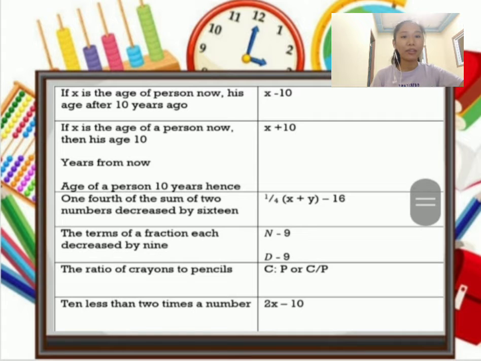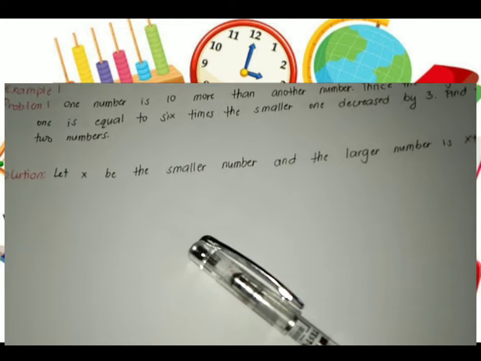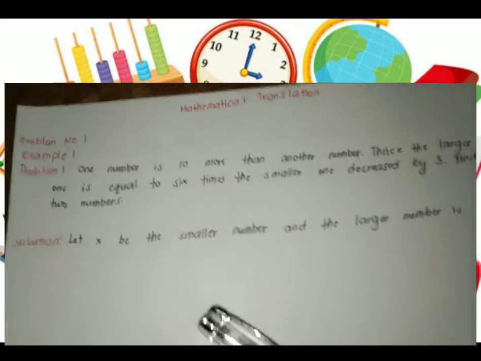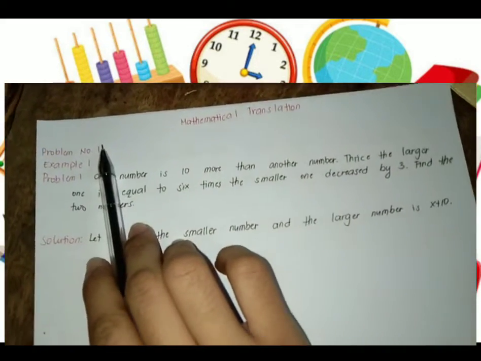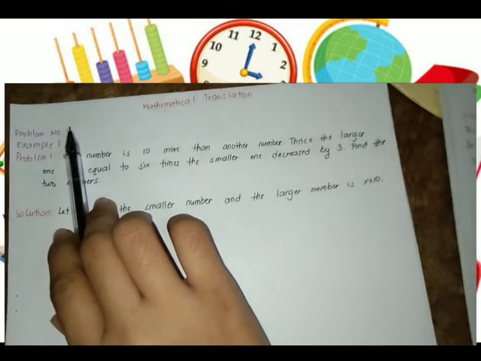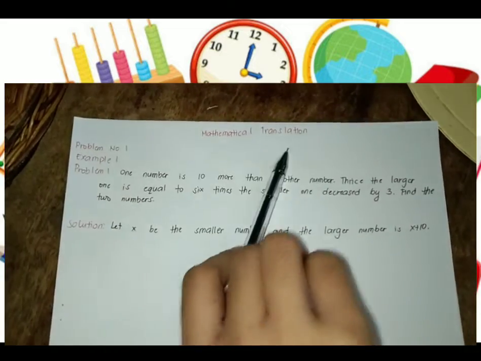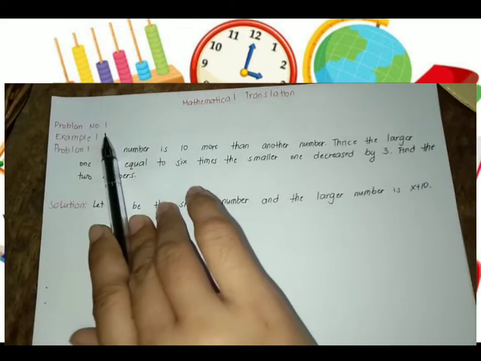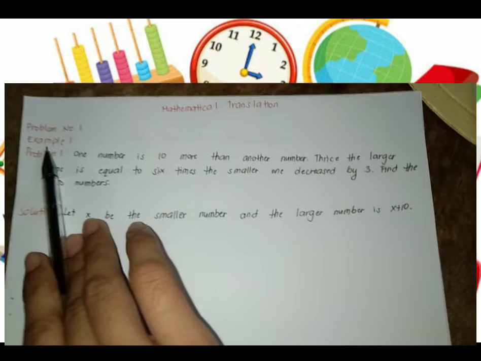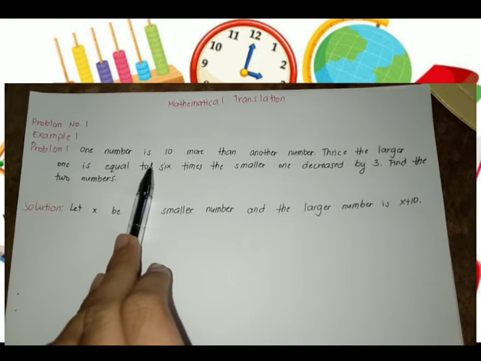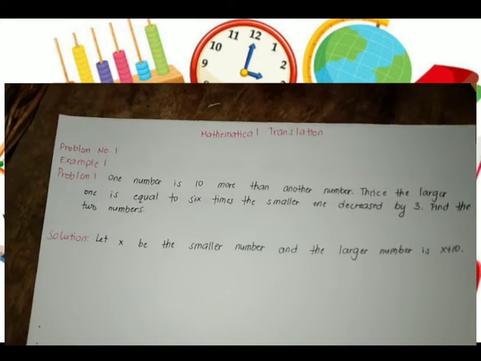So we have here 5 problems that have 2 examples per problem. I am going to show you how to solve that. Now we are going to solve the mathematical translation. We will solve problem number 1, problem number 2, problem number 3, 4, and 5, which have different ways of solving in mathematical translation. So per problem there are 2 examples.